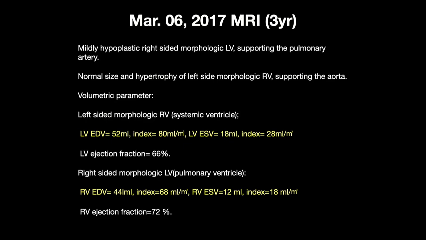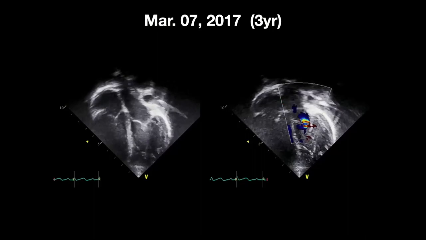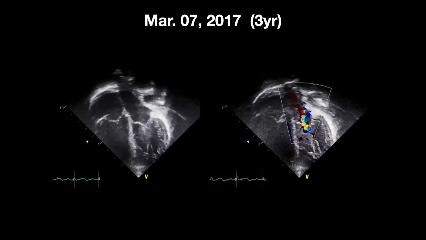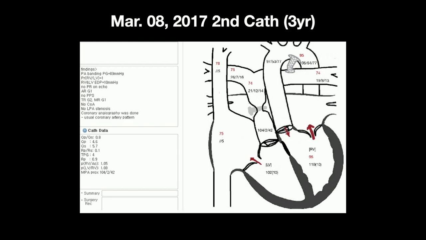And at age 3, we decided to proceed with the double switch operation and performed imaging studies. On MRI, the morphologic LV was slightly hypoplastic compared to the morphologic RV with good ventricular function in both. On CT, no significant abnormalities. On echo, the ventricular function was good with mild septal bouncing. Functional MR was mild. And the banding site was even tighter than before with a pressure gradient almost reaching 90 millimeters of mercury. And on cath, the gradient at the banding site was 83, and the ventricular end-diastolic pressures were 10 millimeters of mercury.